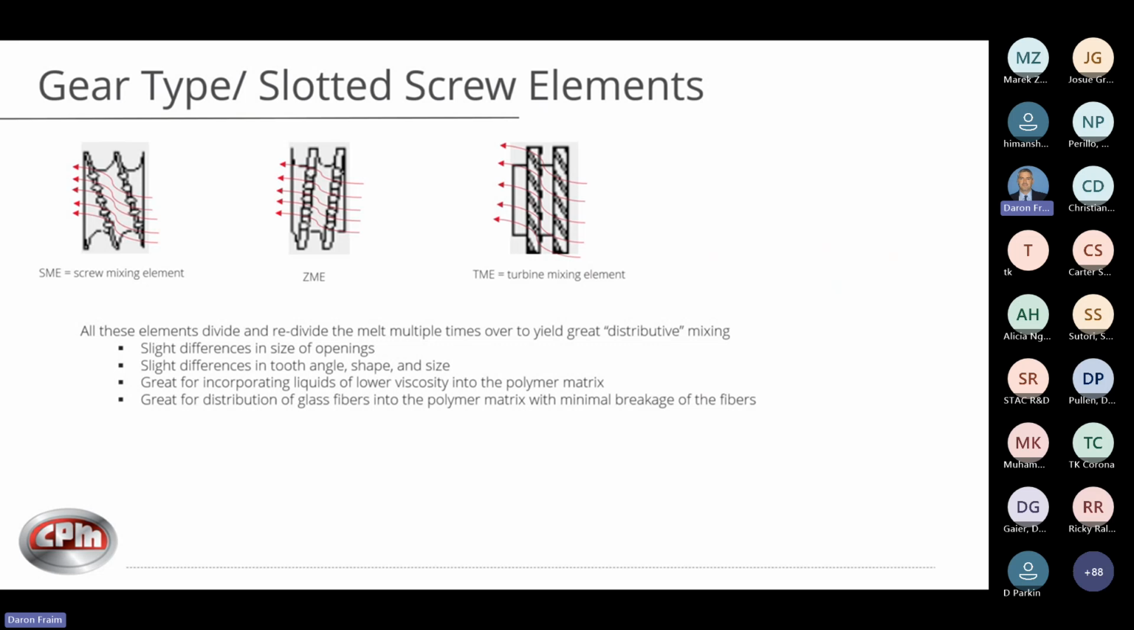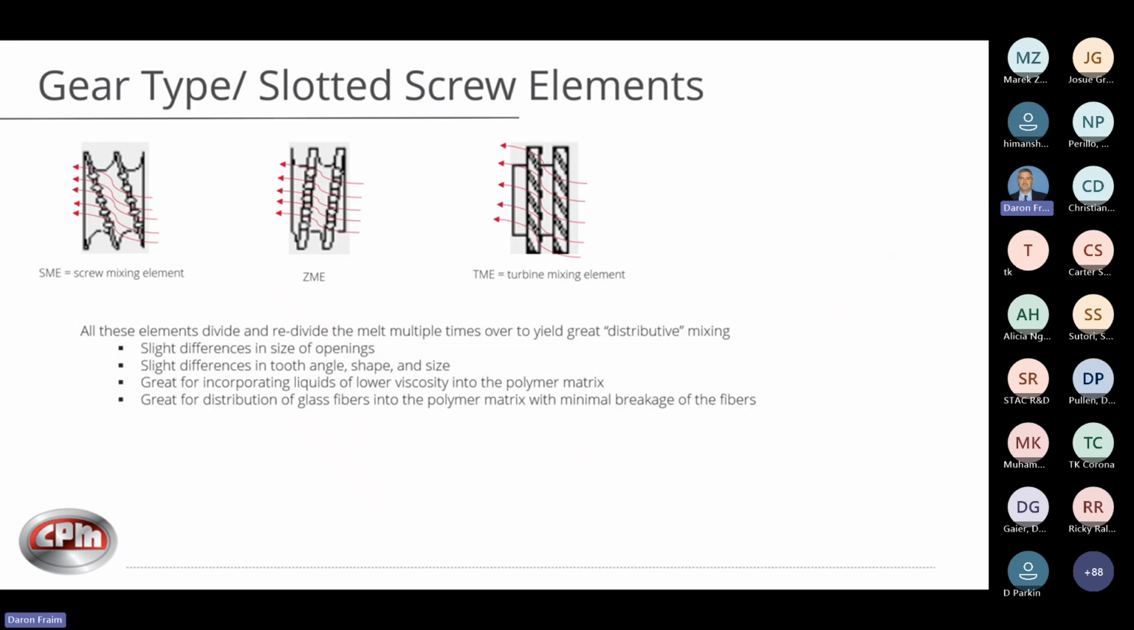Now we look at gear type or slotted screw elements, your SME, screw mixing element, your ZME, TME. These all function the same. There's different types of geometries in terms of the size of the gear tooth, the angle, and so forth. But the main thing to understand here is these elements divide and redivide the melt multiple times over. Basically, when they're rotating, literally they're splitting the melt into like spaghetti strands.